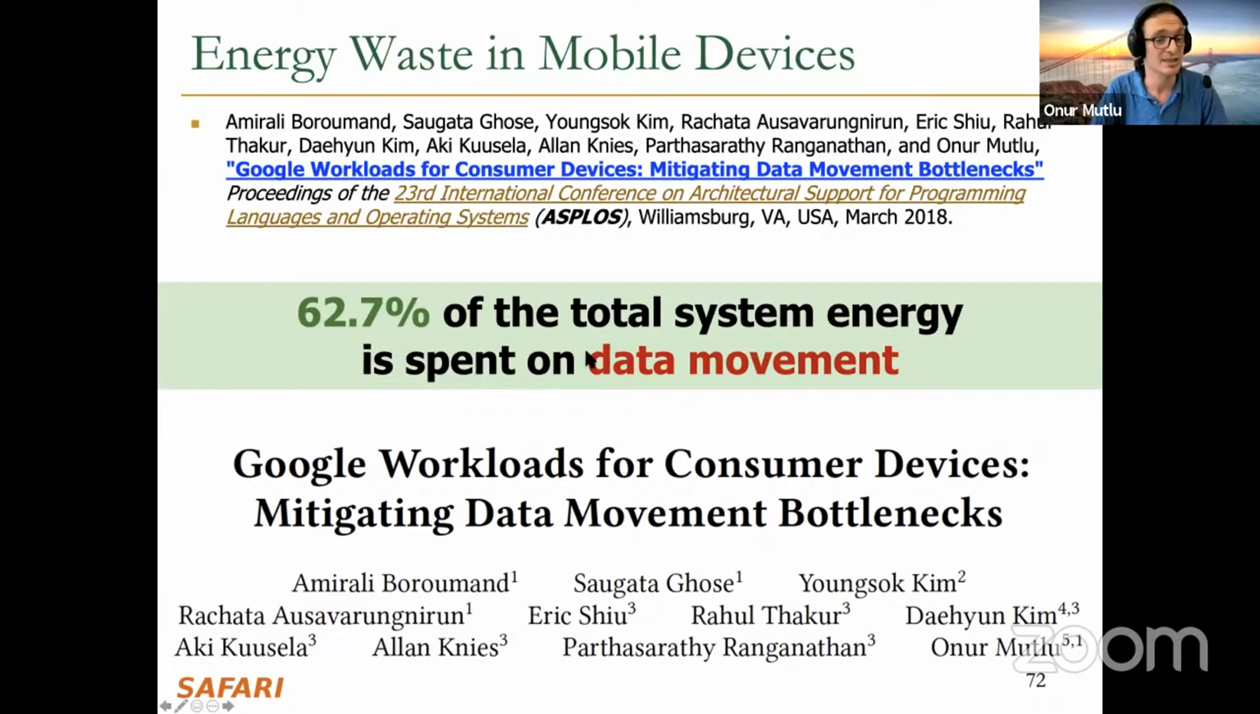And I've also given you this picture earlier. This is a study that we did together with Google a few years ago, where we analyzed important workloads like machine learning, Chrome browser, and video encoding and decoding. And we saw that more than 60% of the total system energy is spent on data movement across the system. And that's probably not a good idea.